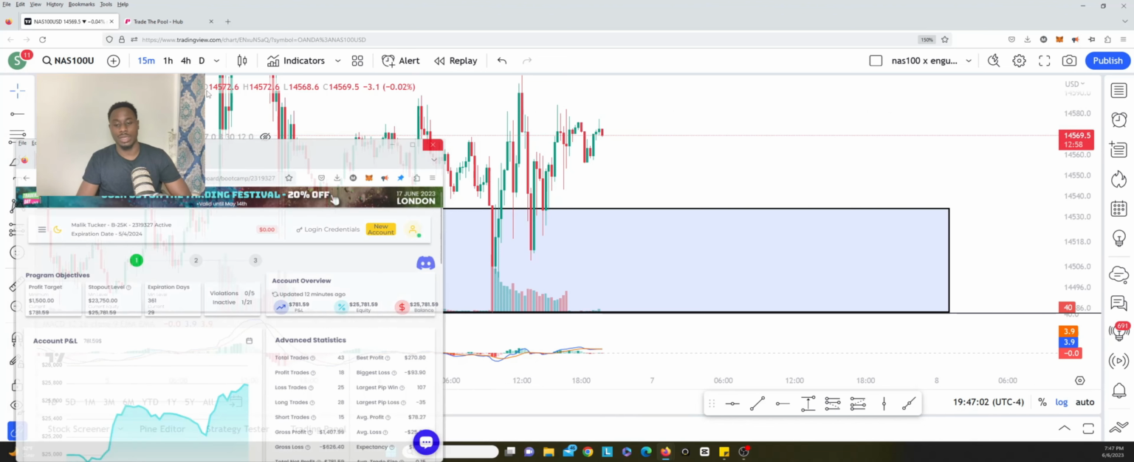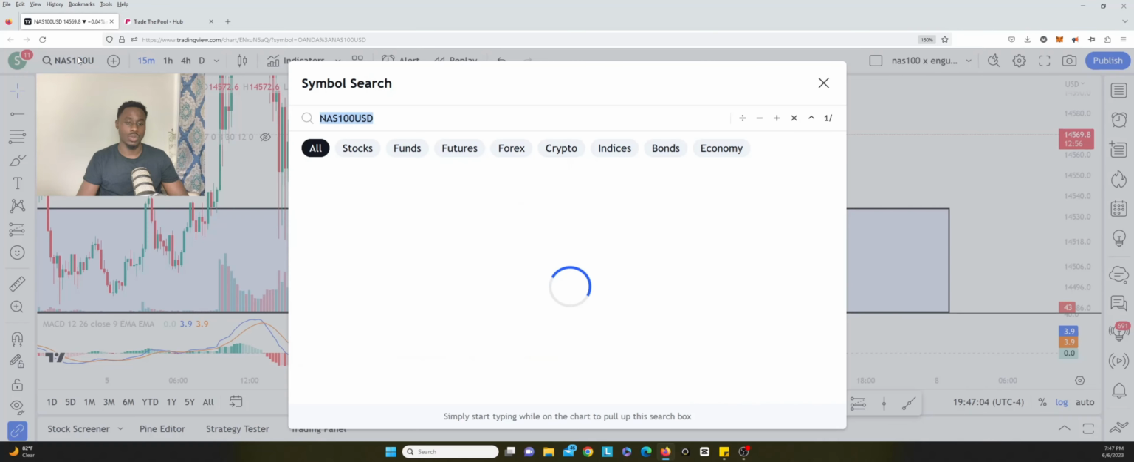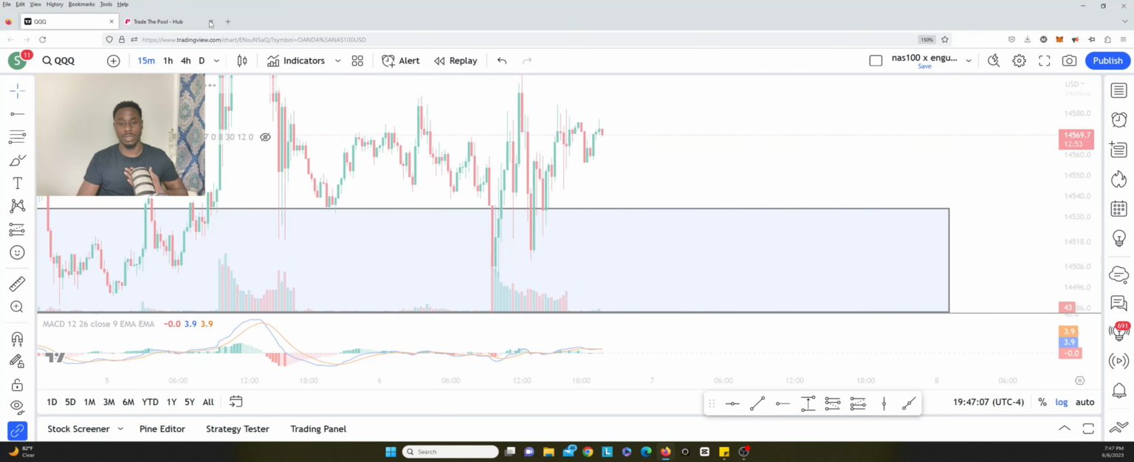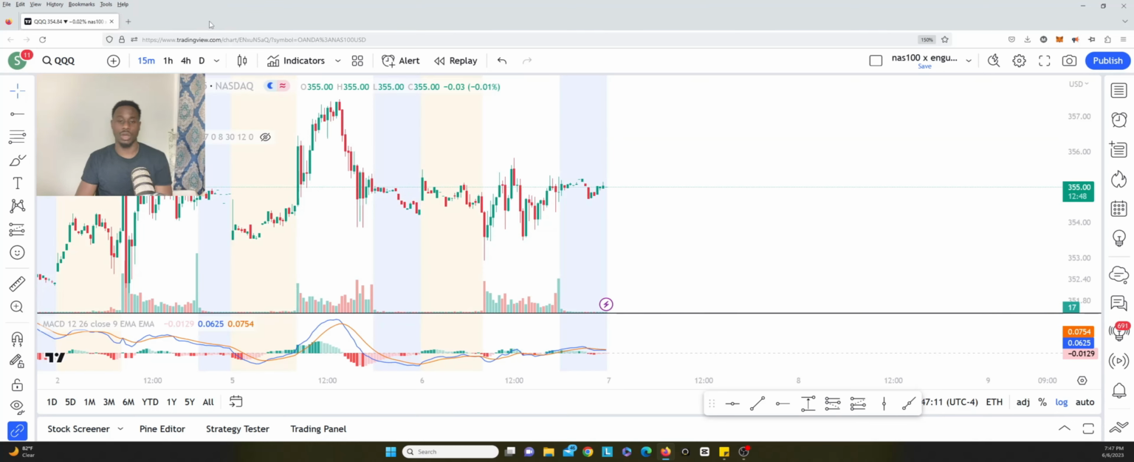I'll be actually, since we'll be trading, or I want to be trading on the trade the pool when it comes to tomorrow. I will be trying to draw out some proper zones here, and then to see how I can actually trade the ETF, right?